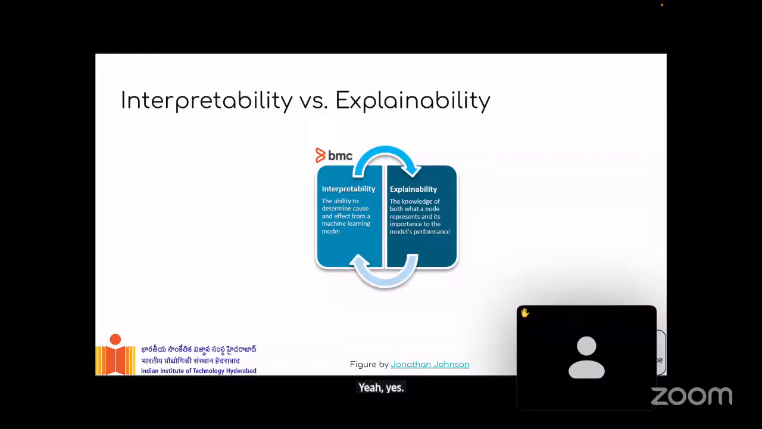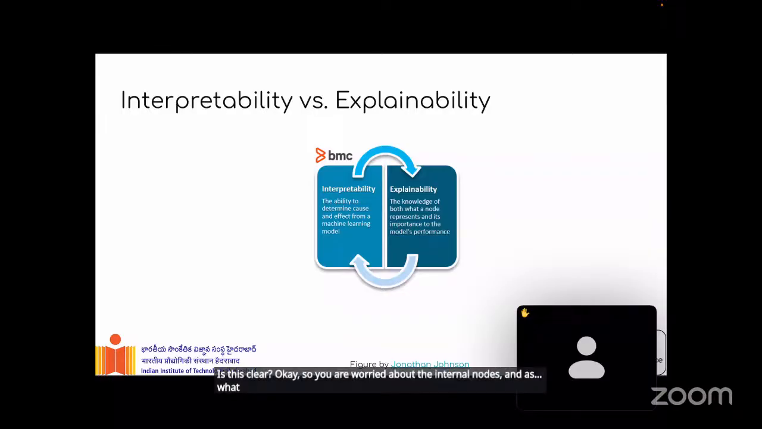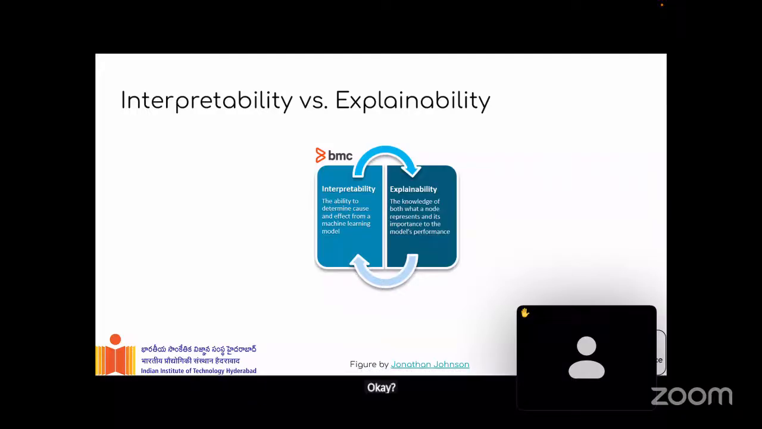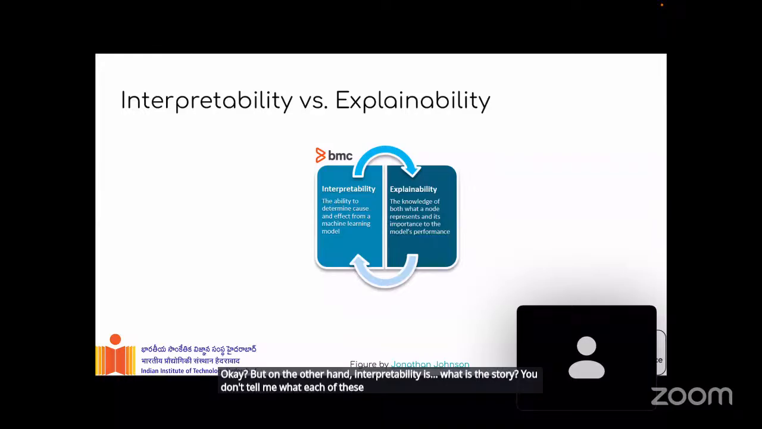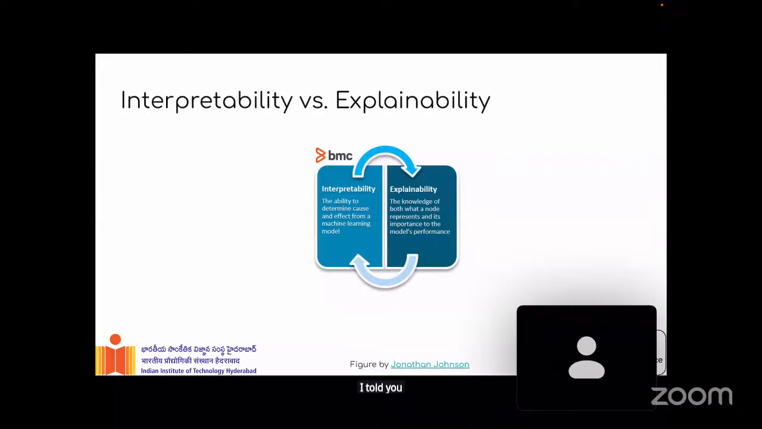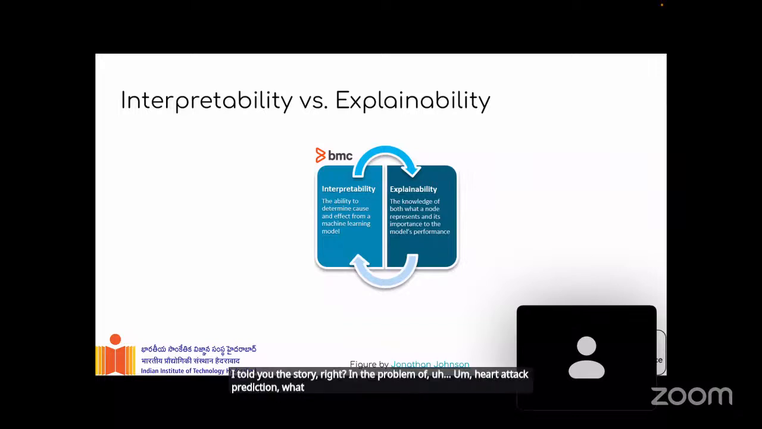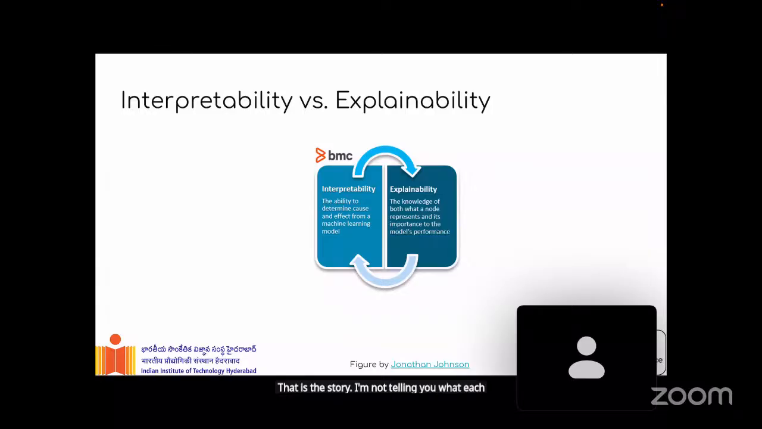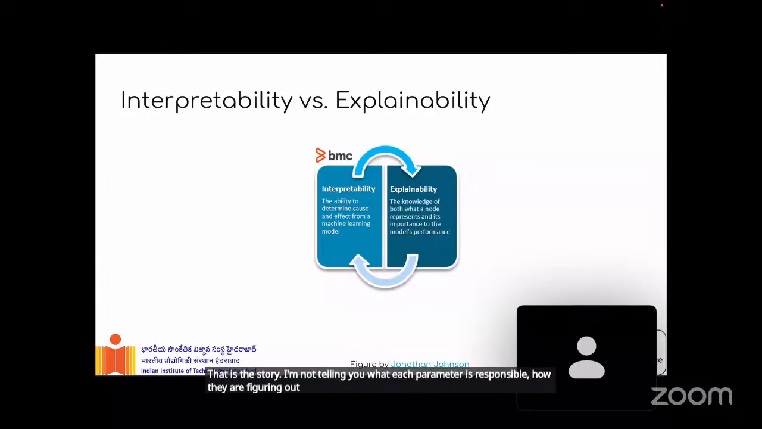Okay, so you are worried about the internal nodes and what they are learning, how they are helping the model to understand or solve the problem. But on the other hand, interpretability is, what is the story? You don't tell me what each of these is learning. I told you the story, right? In the problem of heart attack prediction, if your lifestyle is healthy, if you are exercising, eating healthy, you are less prone. That is the story. I'm not telling you what each parameter is responsible for. You just tell me the story.